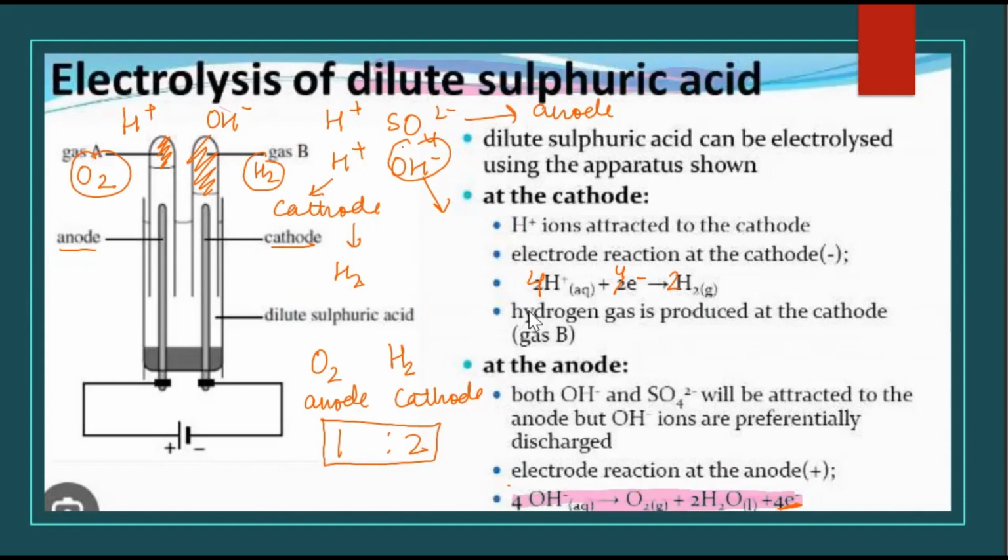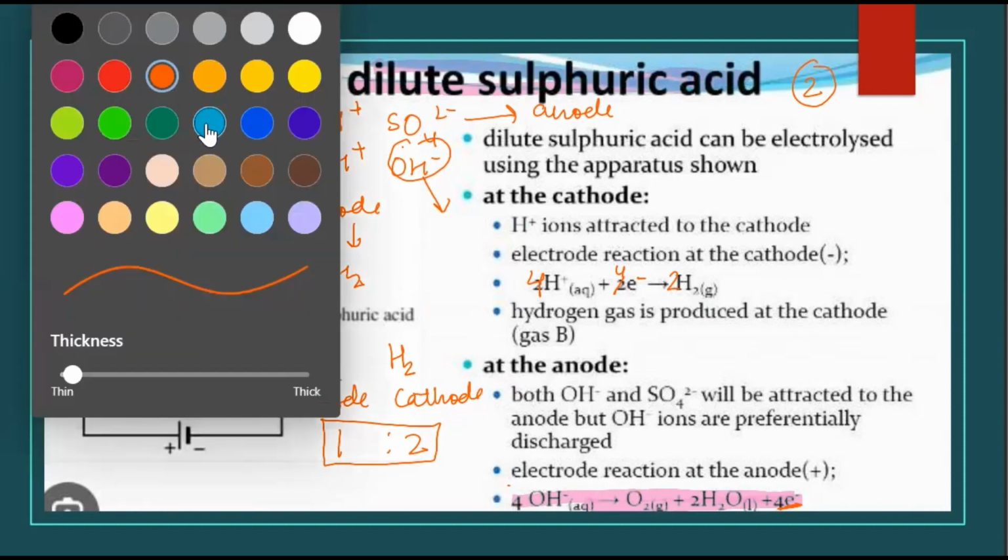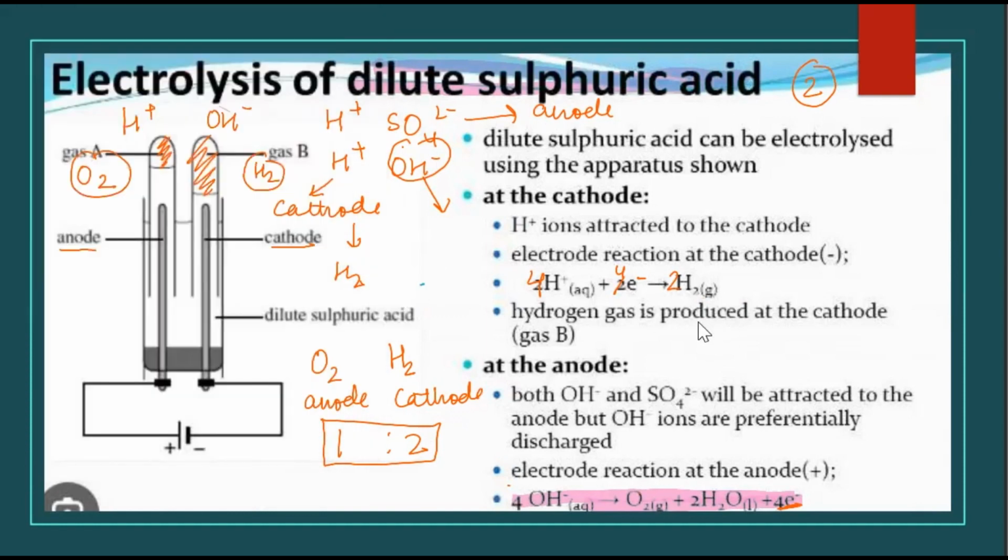So this is another case where oxygen and hydrogen are discharged. The previous case we saw was dilute sodium chloride. This is case 2, dilute sulfuric acid, where oxygen and hydrogen are also discharged. Now, sometimes in the paper, they write the electrolysis of acidified water.